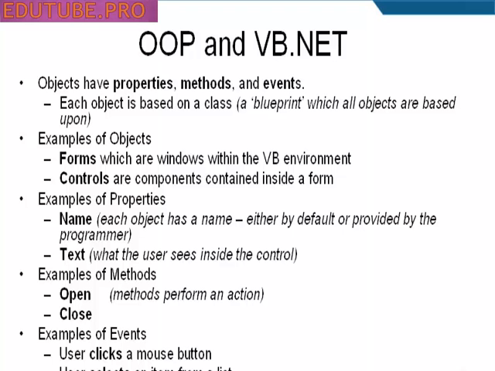Another example of a property is the text property. The text property is what the user actually sees inside the control. Sometimes this can be changed by the user, sometimes not. It all depends on your application and the code and the other properties that you have associated with it.